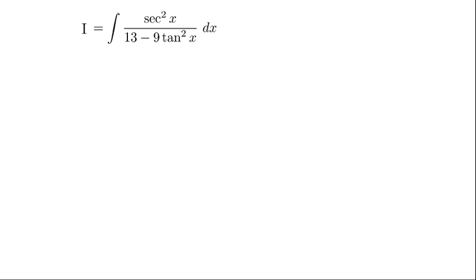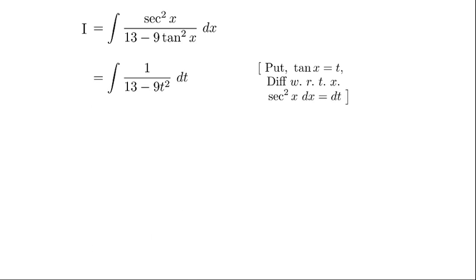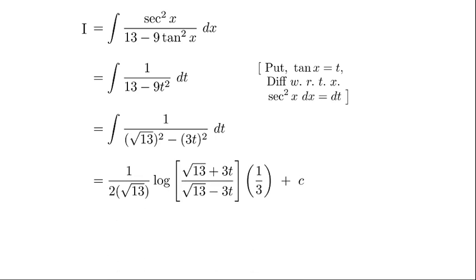Directly got reduced to the form of a square minus x square. So put tan x equal to t, sec square x dx is dt. So that becomes integration of 1 upon 13 minus 9t square dt. And that is written in the form of 1 upon a square minus x square format. So that is 1 upon 2a log of a plus x upon a minus x. A is root 13 and x is 3t. So it becomes 1 upon 2 root 13 log of root 13 plus 3t upon root 13 minus 3t into 1 by 3, 3 is the coefficient of t.